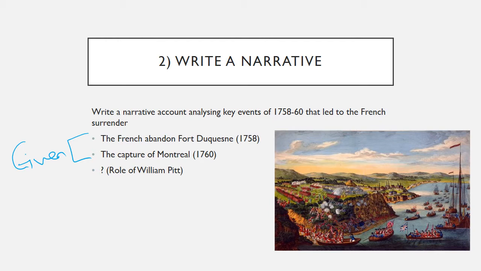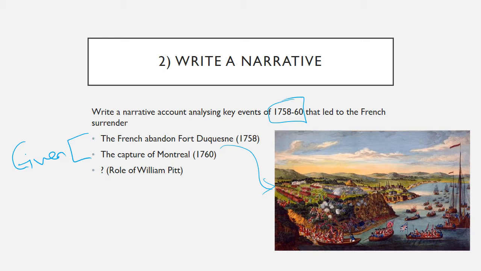Okay, so we want to be talking about, you've got to roughly have this time period, 1758 to 60, in your head. What was going on? So this is the French-Indian War. This is looking at the French abandoning Fort Duquesne and the capture of Montreal, which was led by James Wolfe, hence the picture, which is just down here. That's Wolfe climbing up the Heights of Abraham.